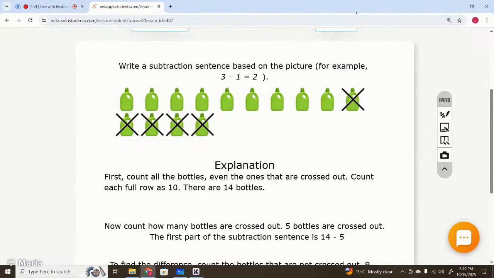1, 2, 3, 4, 5, 6, 7, 8, 9, 10, 11, 12, 13, 14. So that is 14 of the total. In total, they are 14, right? And the ones that are crossed is 5. So 14 take away 5, and the ones that are not crossed out is 9. So 14 take away 5 is 9.